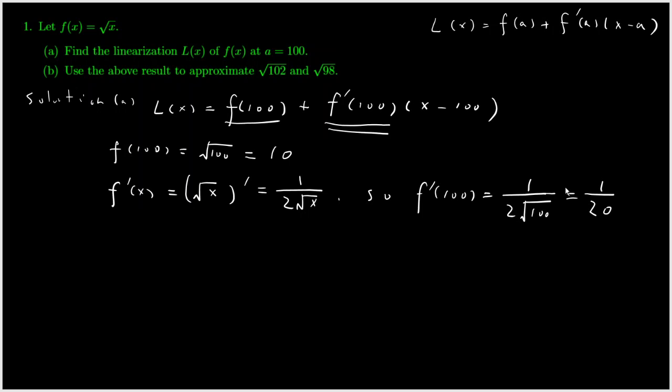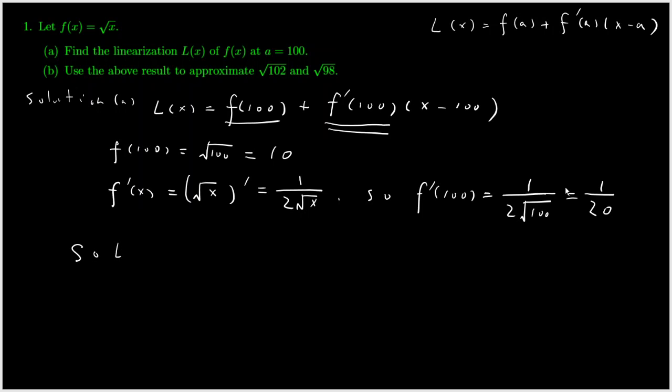The square root of 100 is 10, and then 2 times 10 is 20, so you have 1 over 20. After getting the underlined and the double underlined numbers, the two numbers, you need to specify the linear function L of x.